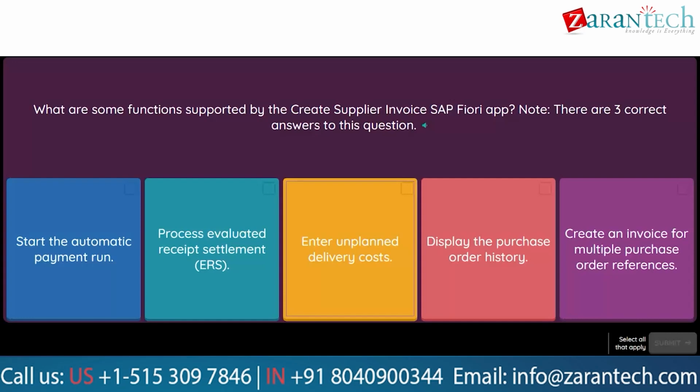Option 3, enter unplanned delivery costs. Option 4, display the purchase order history. Option 5, create an invoice for multiple purchase order references.